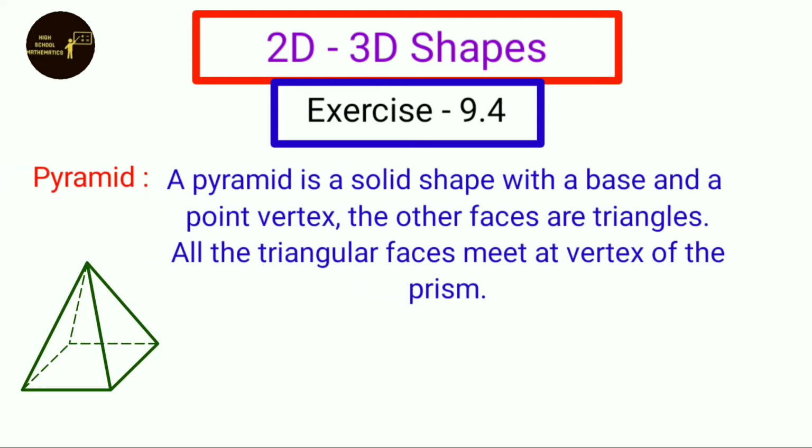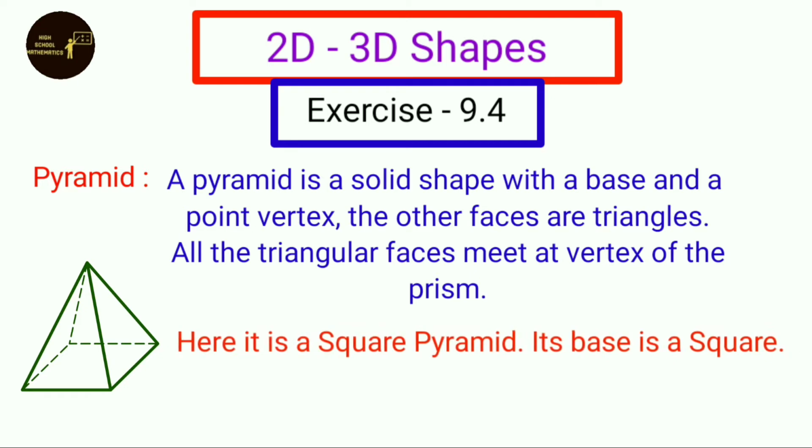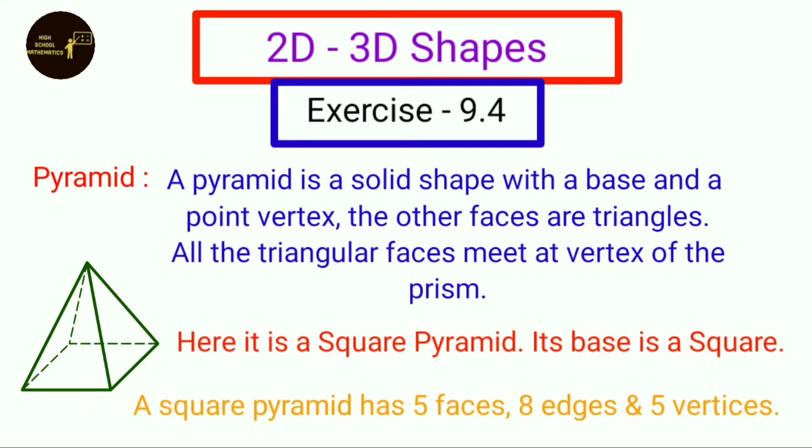See now what is a pyramid. A pyramid is a solid shape with a base and a point vertex. The other faces are triangles. All the triangular faces meet at the vertex of the pyramid. Here it is a square pyramid. Its base is a square. A square pyramid has 5 faces, 8 edges and 5 vertices.